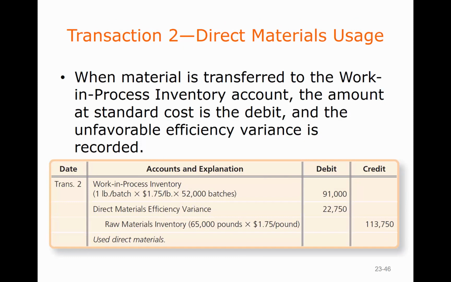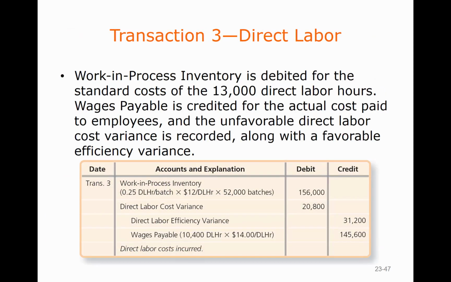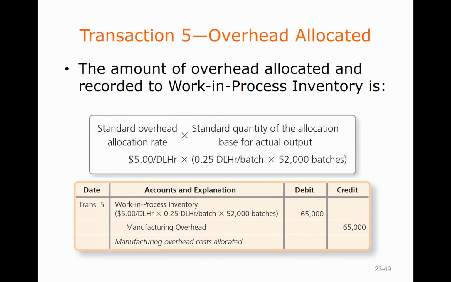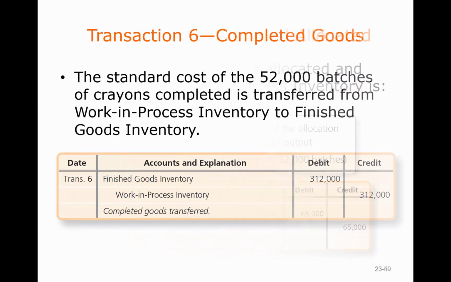Then when they actually use the materials, then they do a work in process inventory. They record the efficiency variance, and they record the amount that they reduce. You'll see in a minute how these all come together. Same with the work in process. Same with the overhead.